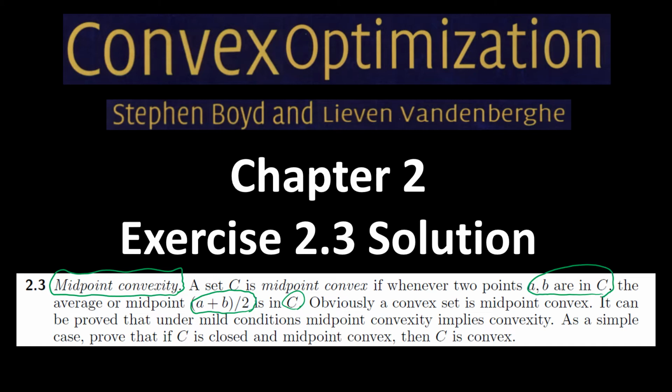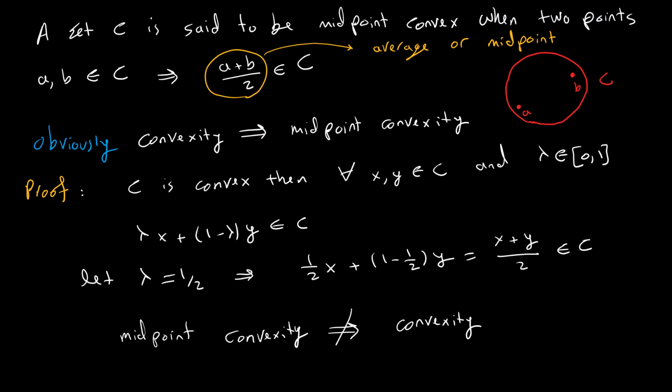And the answer is no. However, we will see that under a mild condition, and that mild condition is closedness of a set. And if we have that closedness of the set, we are going to have convexity. So let me show you what I mean.